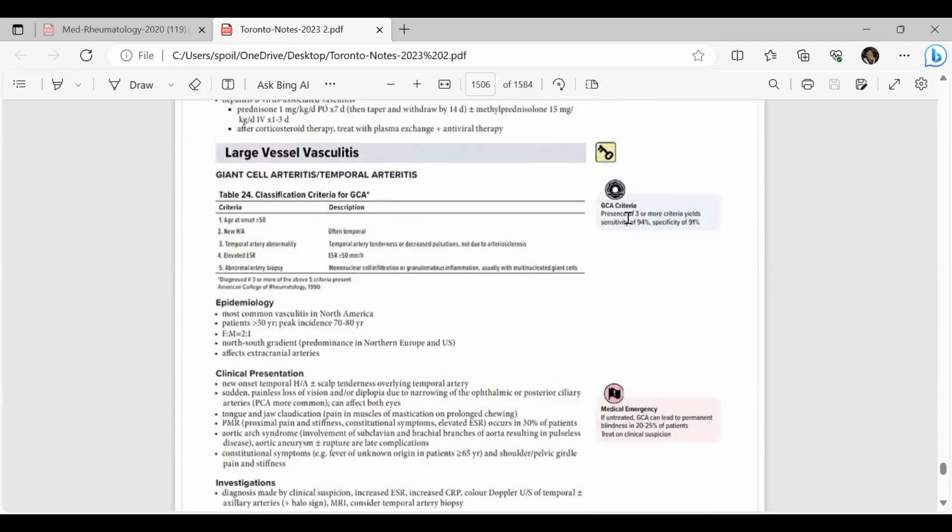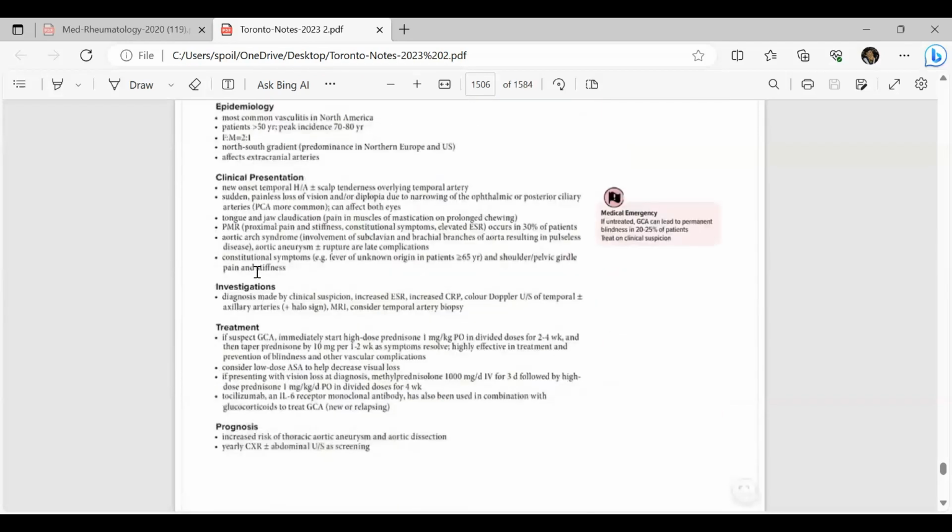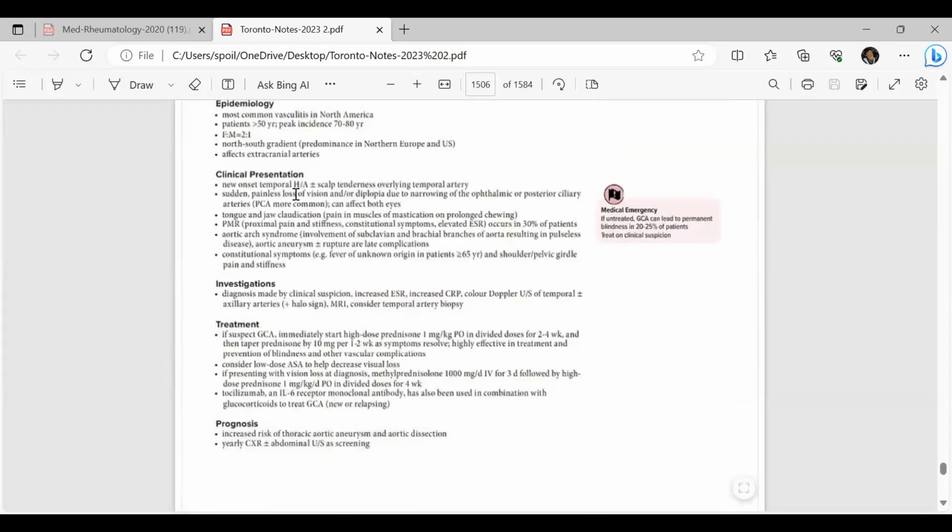GCA criteria: the presence of 3 or more criteria yields a sensitivity of 94% and specificity of 91%. If there are 3 or more, it's 94% sensitive and 91% specific. New onset temporal headache, with or without scalp tenderness over the temporal artery.